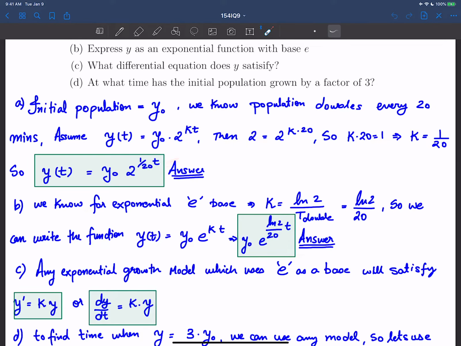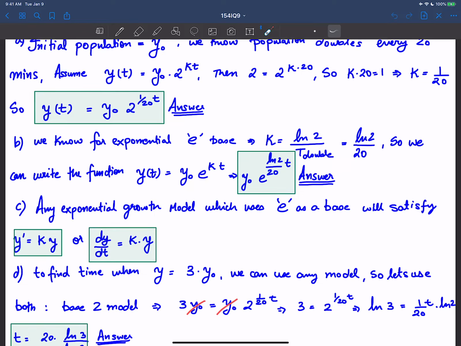For the first time, when we use the base 2 model, we need to find the time when y equals 3 y naught. So let's use the base 2 model for the beginning. We replace y with 3 y naught, and on the other side y naught times 2 to the power of t over 20. We're looking for the t value, the time where this happens. So we'll cancel the y naught and we're going to be left with this.